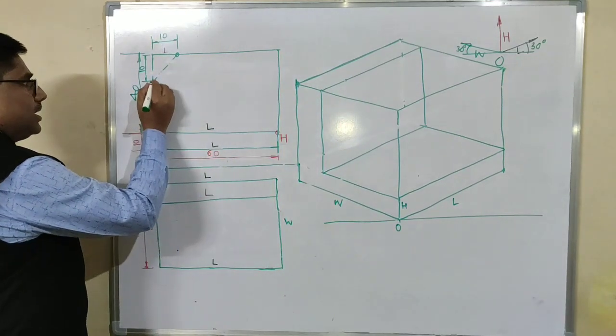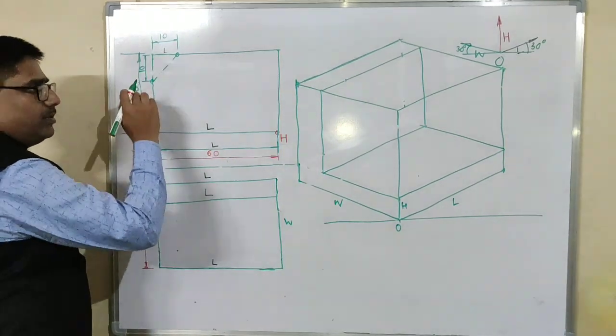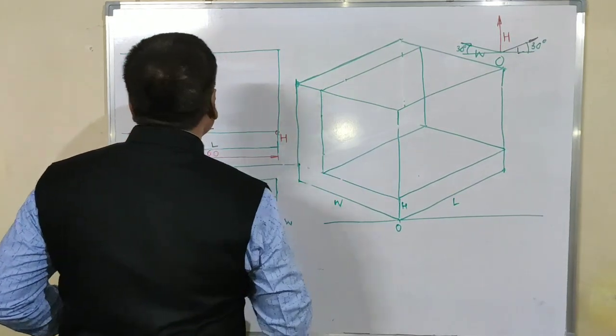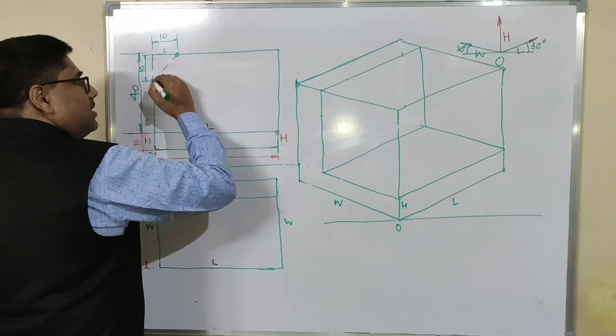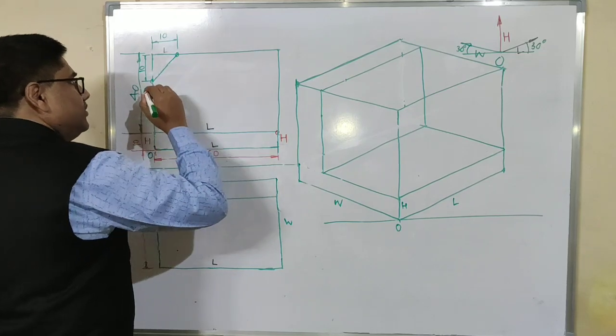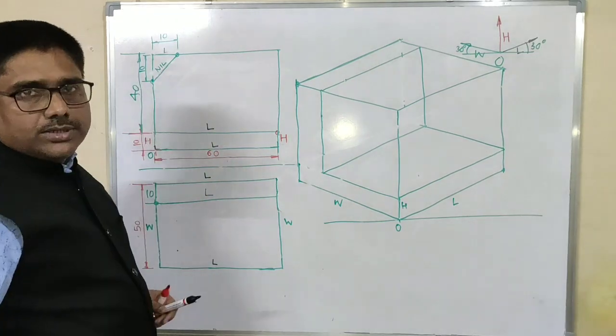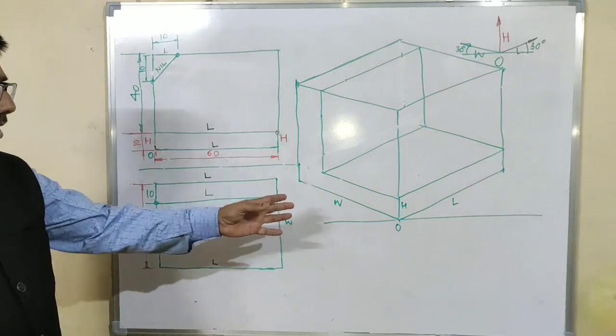Now let's locate this point. It is 10 mm below this. It is somewhere here. Now if we join these two points, we will get this non-isometric line, because it is not parallel to length, height or width.